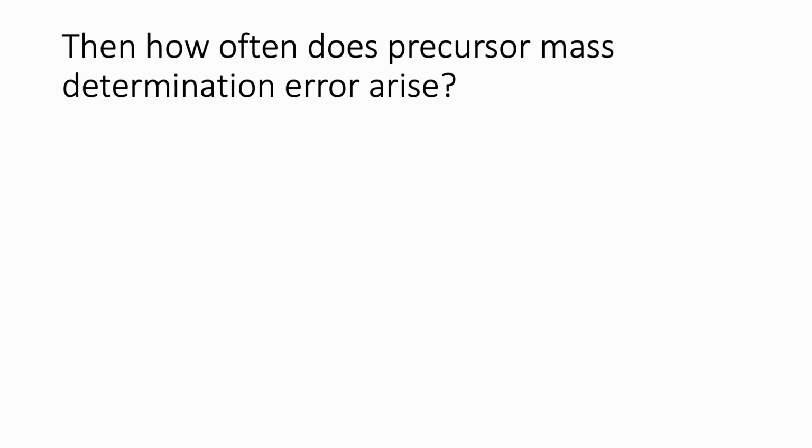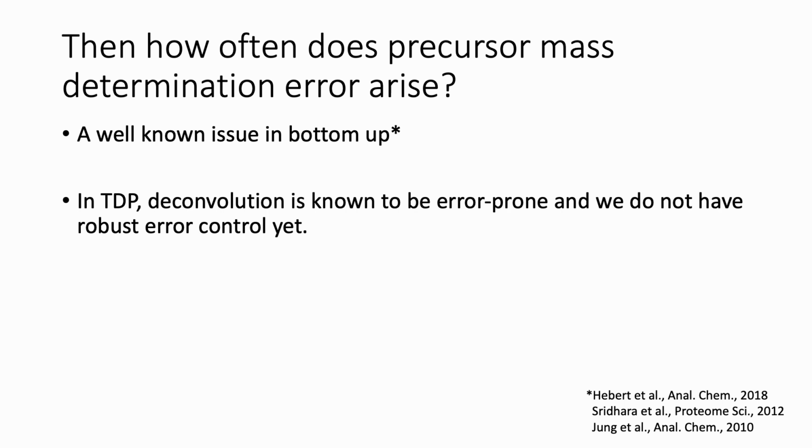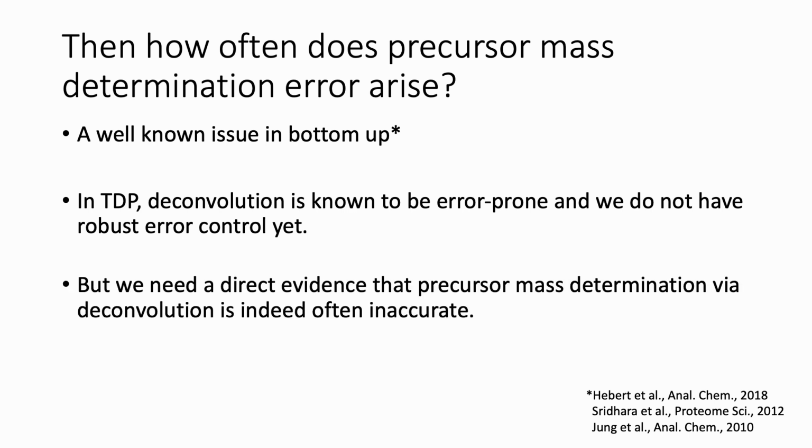Now we know if precursor masses are incorrect, we are in trouble. But then how often do we have such errors? In bottom-up, errors in precursor charge determination have been known, and in top-down as well, the community is well aware that deconvolution itself is quite error-prone, and we don't have a robust error control for deconvolution at this moment. But we may need direct evidence that actually we do have frequent precursor mass errors.